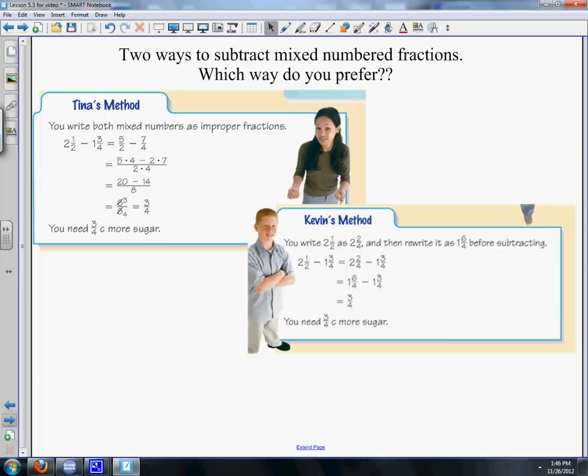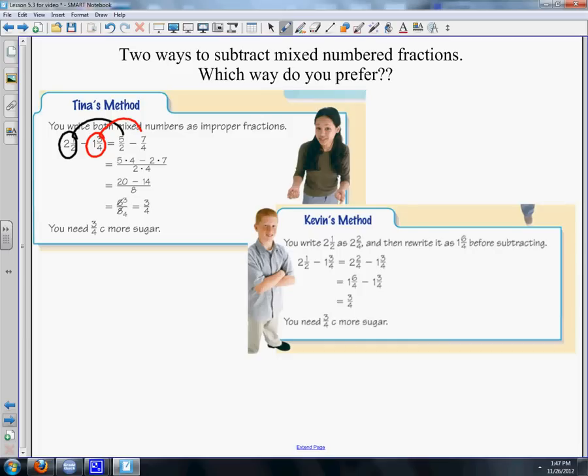All right, so 2 ways to subtract mixed number fractions. Which way do you prefer? So Tina's method is you write both mixed numbers as improper fractions. So she took 2.5 and made it 5 over 2, and then she took 1 3/4 and made it 7/4. So then what she did is 5 times 4 minus 2 times 7, and then 2 times 4. She's actually making the 4 the common denominator. And then she does 20 minus 14 over 8 and gets 3/4.